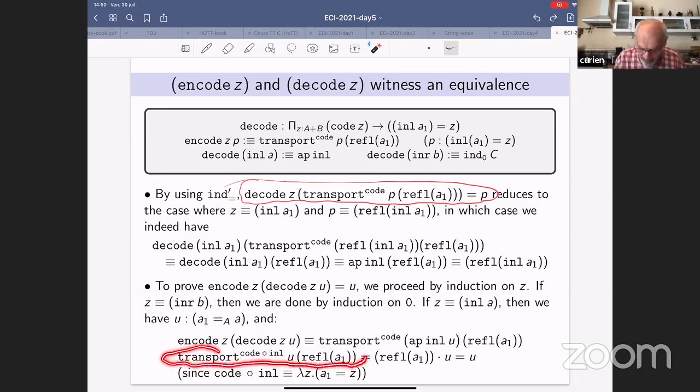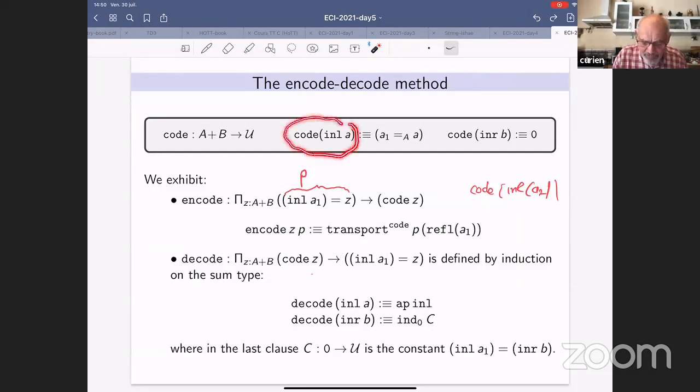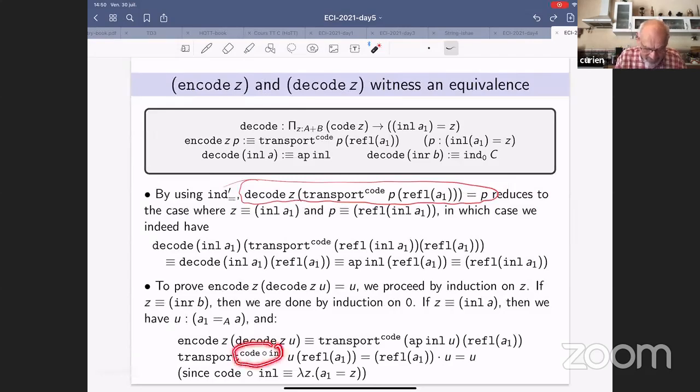So now we are left with this guy. Now we should remember that code composed with in left, what is it? It's just this special type family that maps Z to the equality type A1 equals Z, because this is the definition of code. Code composed with in left is just the equality type. So this type is familiar. For this type family, we know how to define transport in terms of concatenation. So the transport here is just the concatenation of these two guys: ref A1 dot U, and then by the unit law, I get U, and the proof is over.